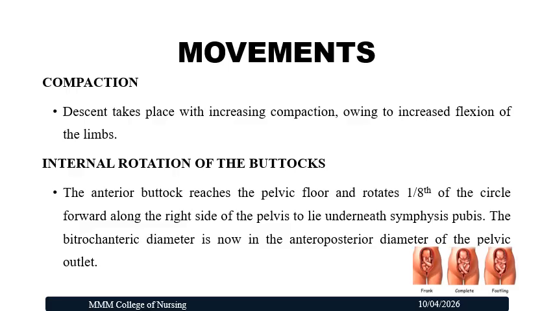Movements. First movement is compaction. Here the descent takes place with increasing compaction owing to the increased flexion of the limbs. Second movement is internal rotation of the buttocks. Now the anterior buttock reaches the pelvic floor and it will rotate 1/8 of a circle forward along the right side of the pelvis to lie underneath the symphysis pubis.